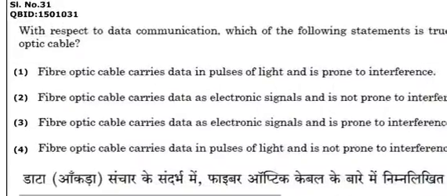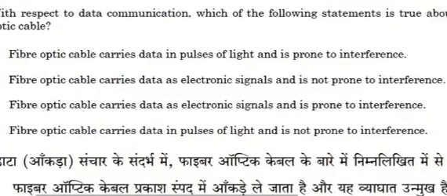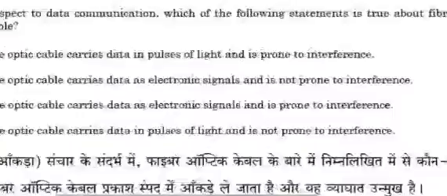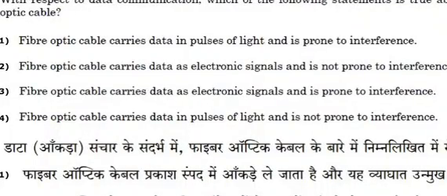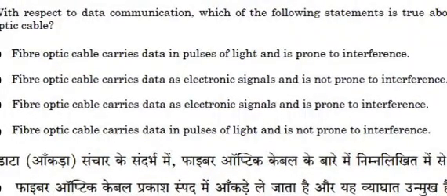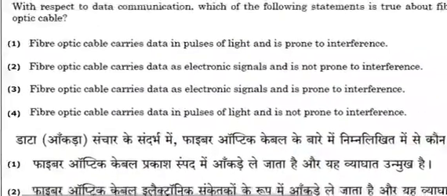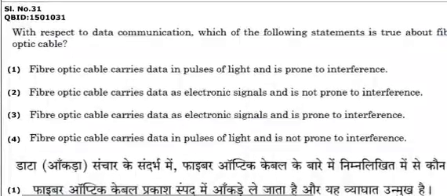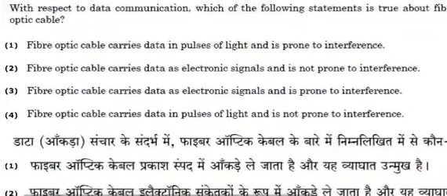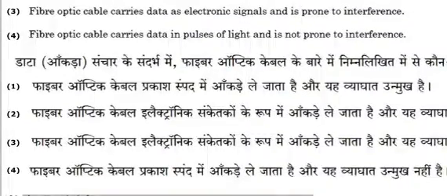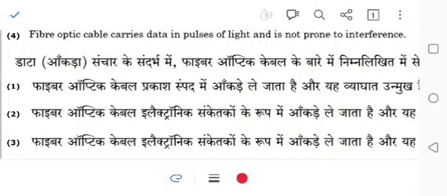Next, 31. With respect to data communication, which of the following statements is true about fiber optic cable? Fiber optic cable, you must have heard, is related to the internet. Without fiber optic cable, we would not be using the internet right now. So the options are like this. I will not read all the options, it will consume my time, so let me give you the correct option. The correct option will be: fiber optic cable carries data in pulses of light and is not prone to interference.